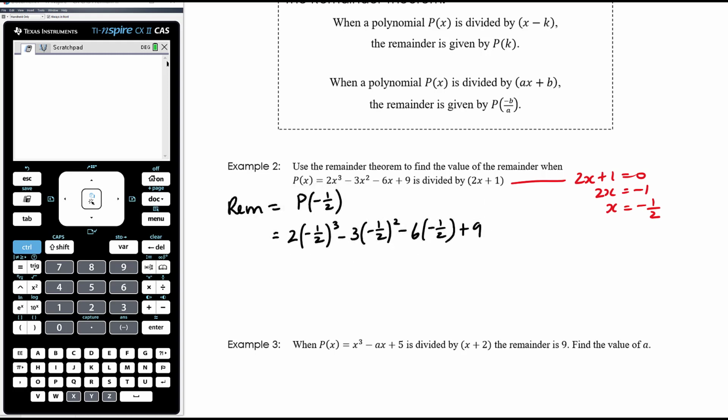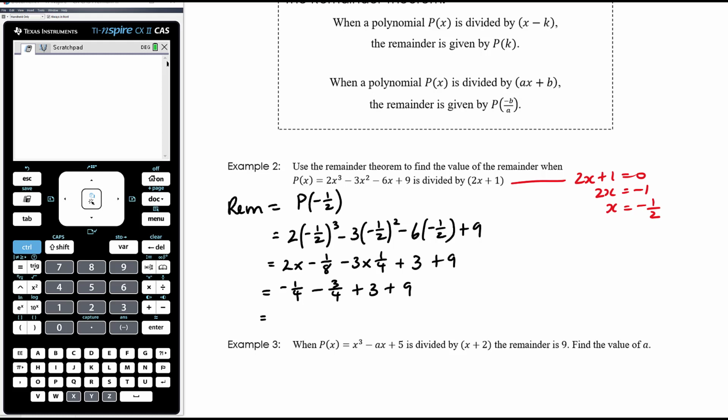Okay, so negative half cubed is 2 times, it'll still be negative, it'll be 1/8. Then minus 3 times negative half squared will be positive a quarter. And it'll be plus 6, so it'll be negative times negative, so it'll be positive. 6 times a half is 3, and plus 9. So we've got 2 times negative 1/8, which is negative 1/4, and then minus 3/4, and then plus 3 and plus 9.